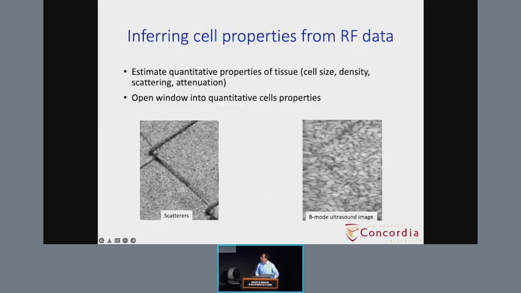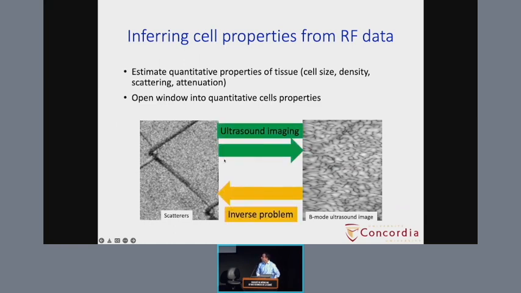So here the image on the left is basically a bunch of scatterers distributed in a medium, and dark represents few scatterers and bright represents many scatterers. So here we have many scatterers, here we have few. The ultrasound image of this scattering medium can look something like this. If you pay very close attention, you can see the same features in the two images. So this is the forward problem, going from the scattering medium to the ultrasound image, which is usually a much easier problem. And going the other way, finding these scatterers, is the inverse problem, which is usually ill-posed.